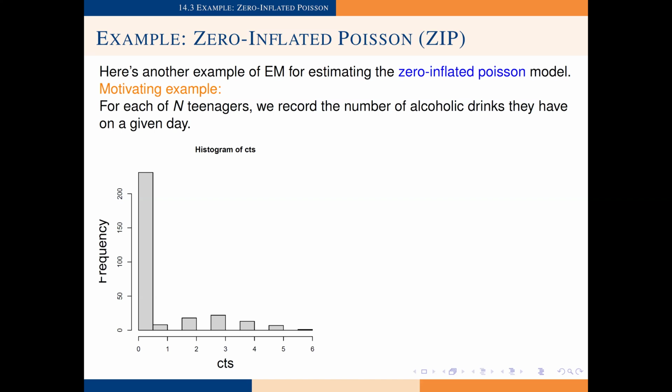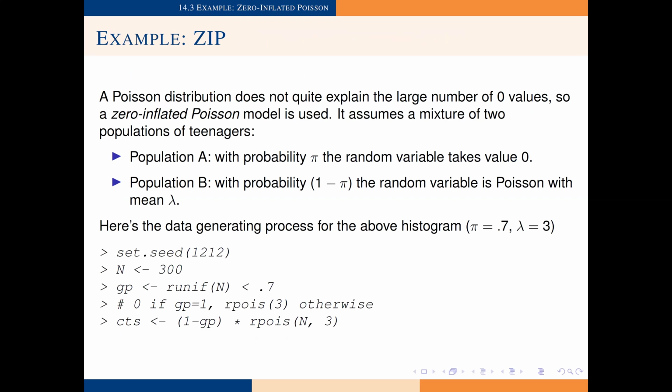Let's say that after collecting the data from N teenagers, this is the histogram of the number of drinks that we observe. You can see that a bunch of teenagers report that they don't drink, and then there are some that drink like 1 per day all the way up to 6 per day, which these teenagers might be in trouble. But we're interested in teenagers in trouble.